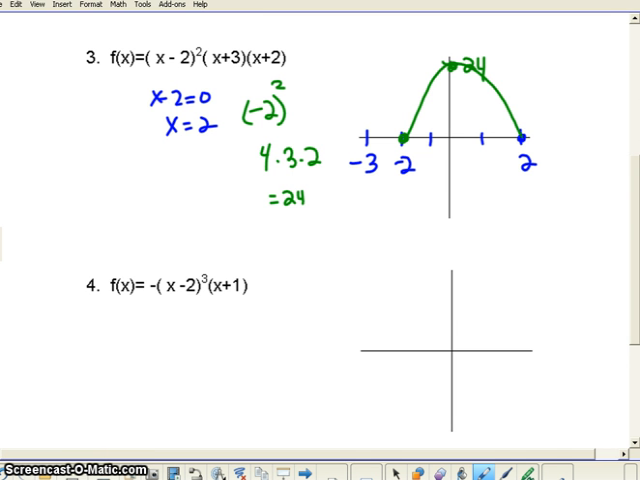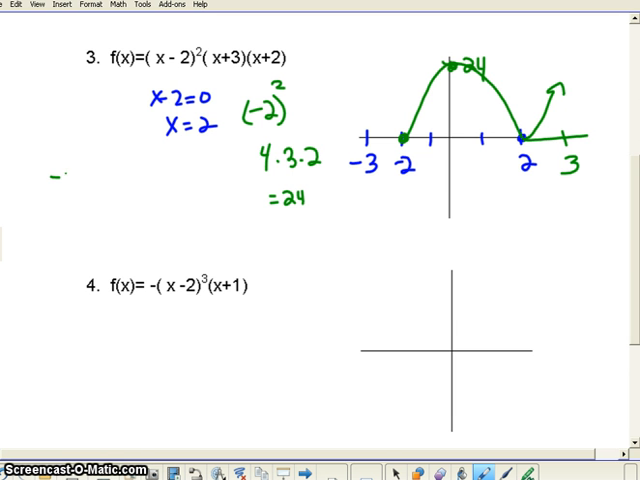Now, where was the double root? Right here. It kind of looks like it's going to keep going below, but I'm going to predict it's going to go back up because that's a double root. Okay, so let's choose 3 to make sure that we're correct. Okay, 3 minus 2 is a positive number, right? And you square it and it's still positive. 3 plus 3 is positive, and 3 plus 2 is positive. So sure enough, the points are going to be above the line. So that was correct.